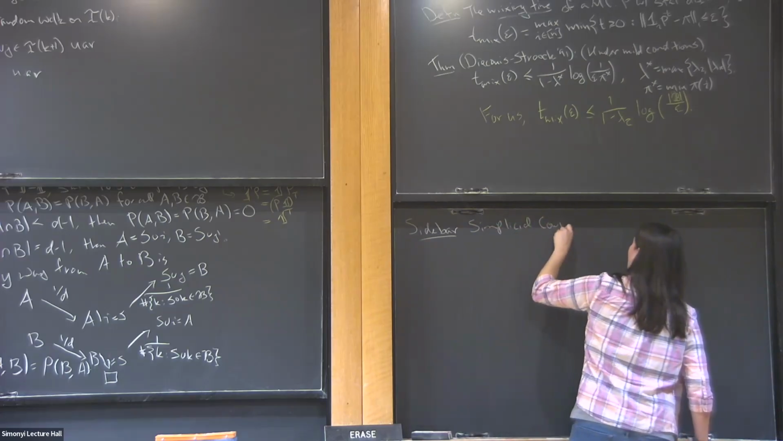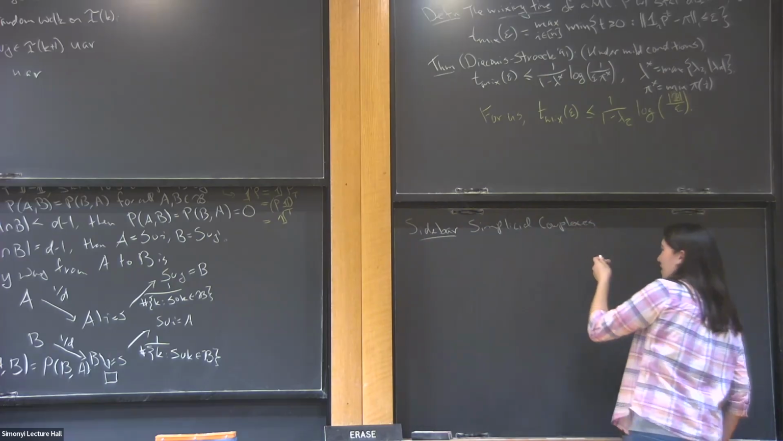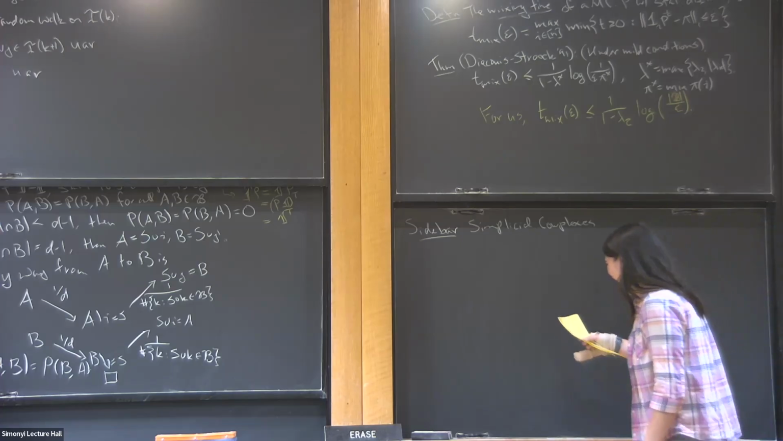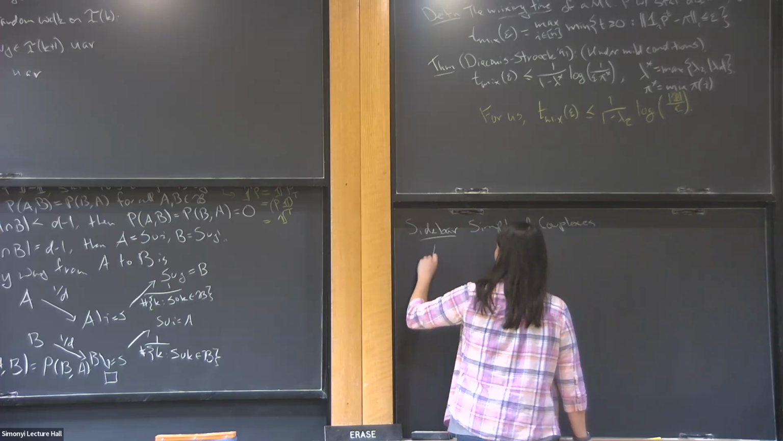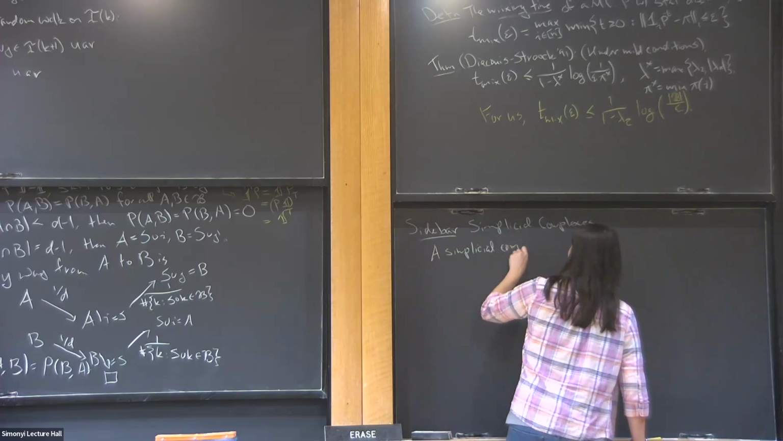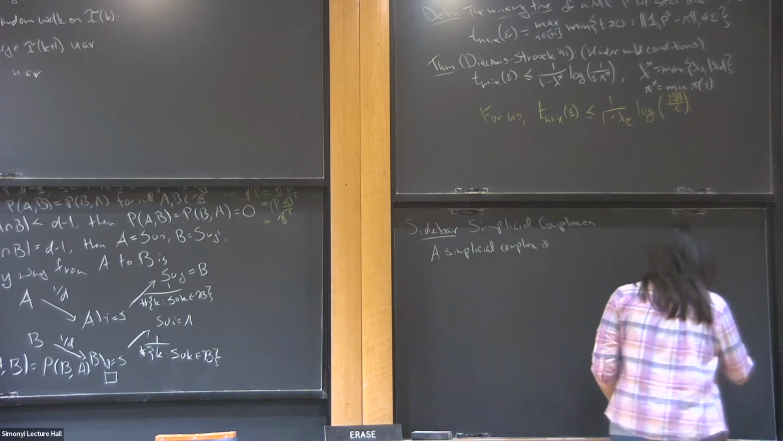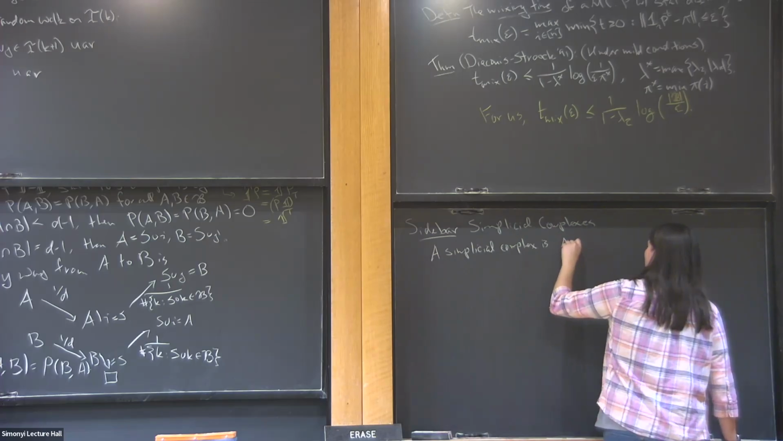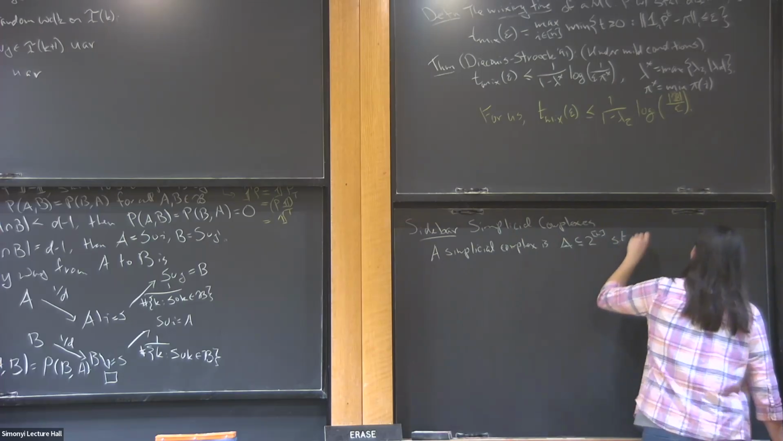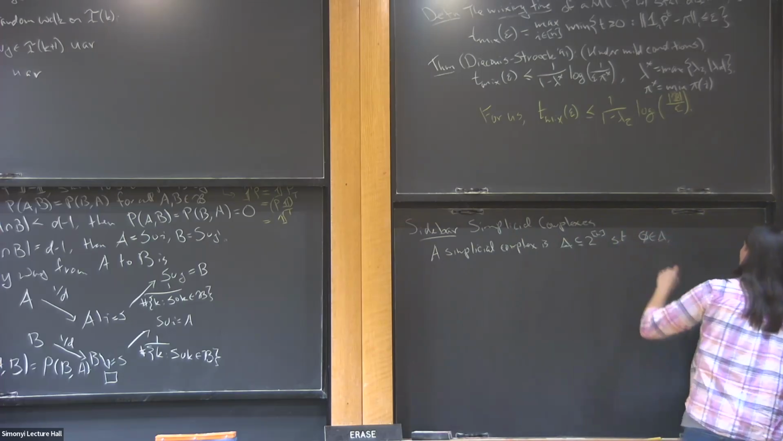So, like Markov chains, this is a very deep area of mathematics. People spend their entire career studying simplicial complexes, and I'm going to try to do it in like 5 minutes. So, okay. A simplicial complex is a collection of subsets such that it contains the empty set, so it's non-empty.